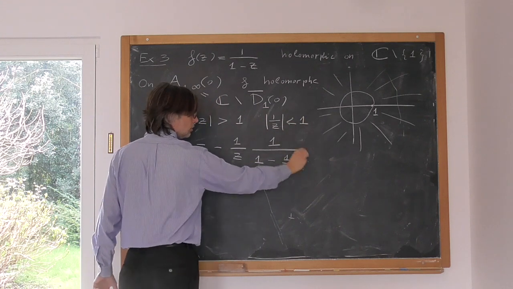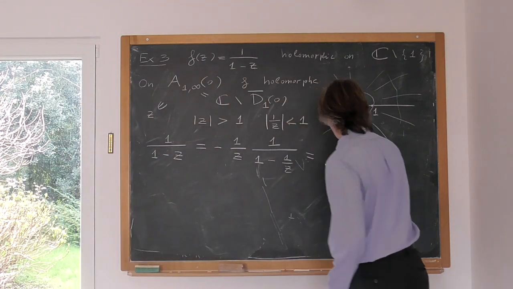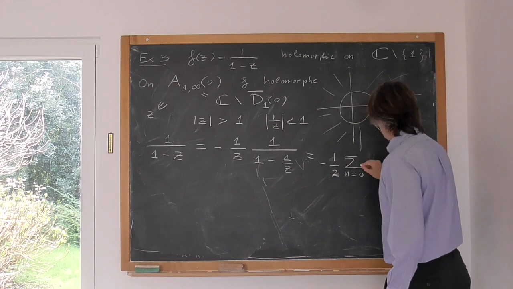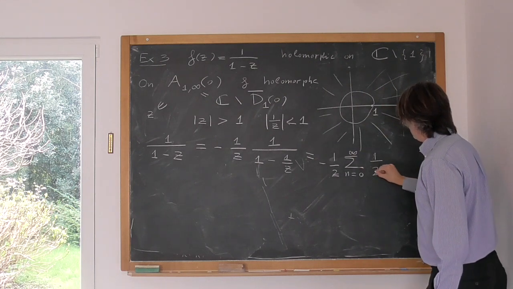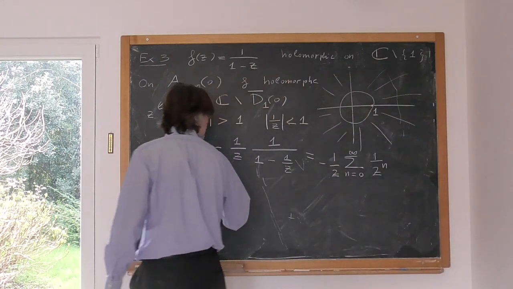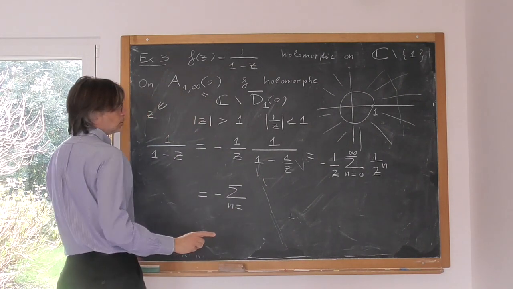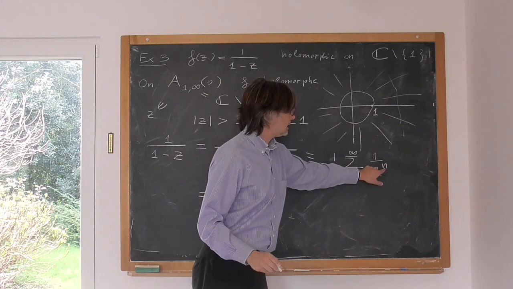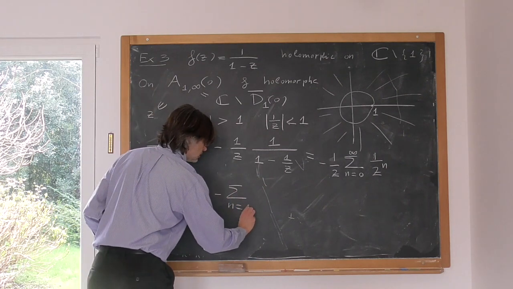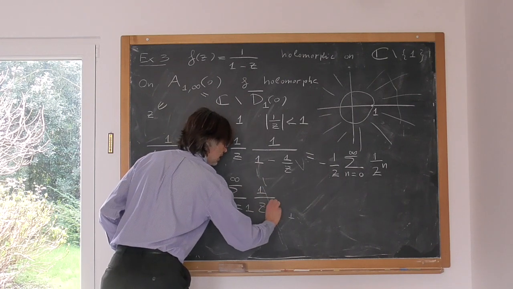So again, this term is the sum of a geometric series. So this is minus 1 over z, sum n goes from 0 to infinity, 1 over z to the power n. And this we can also rewrite as minus sum. If we put this inside, here we get an exponent n plus 1, meaning that we can also change indices and say n starts with 1 to infinity, and here we have 1 divided by z to the n again.